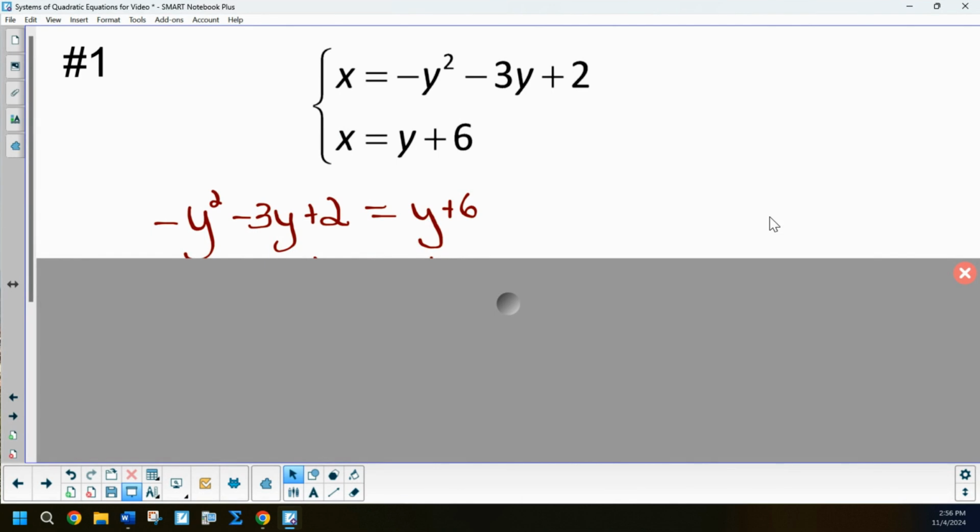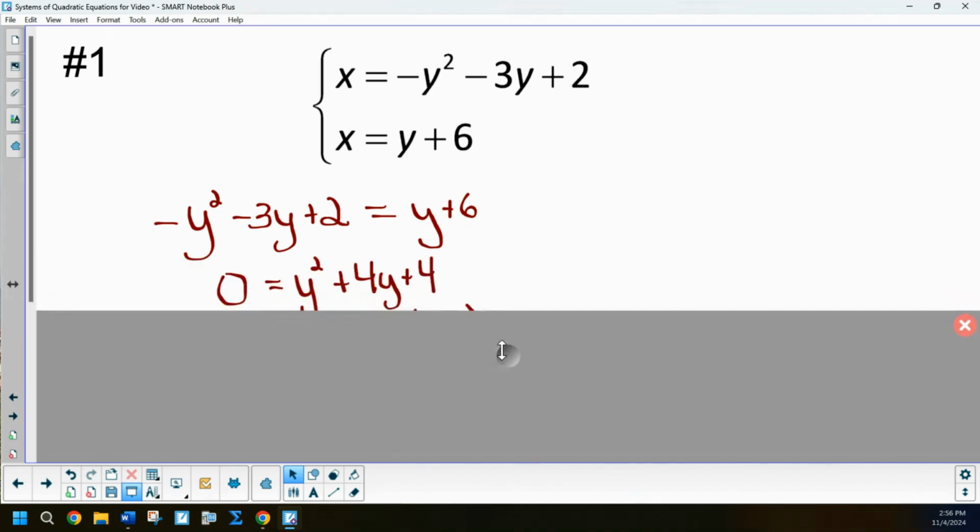And don't forget, if you need to spend some time copying stuff down, just pause the video, copy it down, and then start it back up. Okay, so after you do this, you're going to move everything to one side and solve it just like you would a normal quadratic equation. So I chose to move everything to the right, so I added y squared to the right, I added 4y to the right, and I subtracted 2 to the right. So y squared becomes positive, 1y plus 3y is 4y, 6 minus 2 is 4.